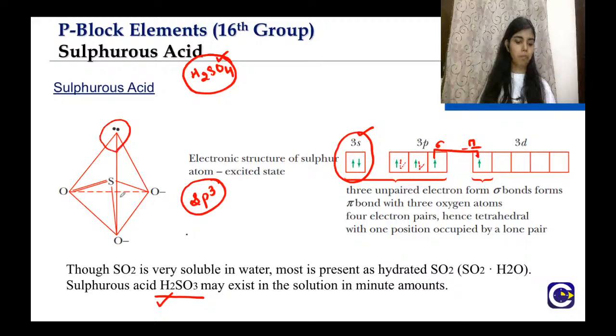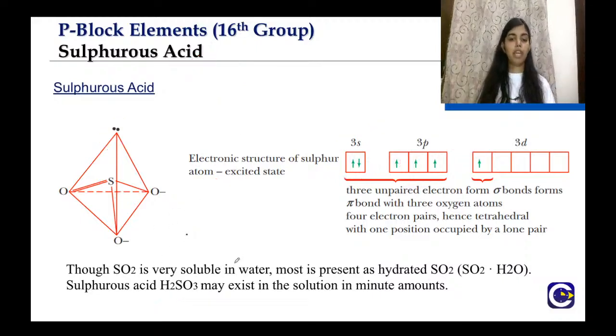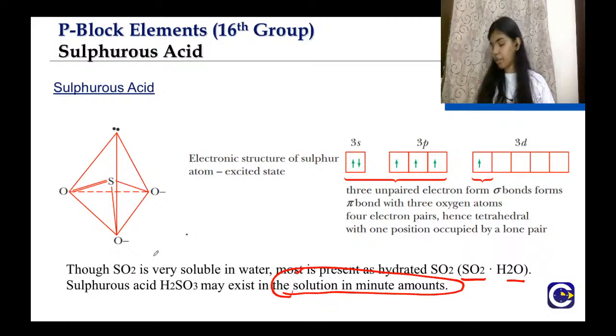Now SO2 is very soluble in water. Mostly it is present as SO2 plus H2O. Sulphurous acid may exist in the solution in minute amounts. Now this is very important, that SO2 on reaction with water gives you H2SO3.